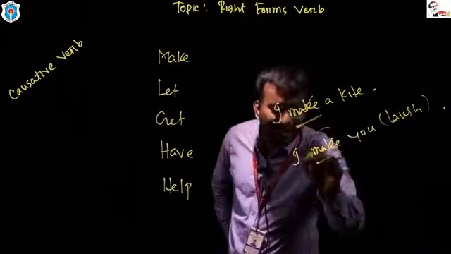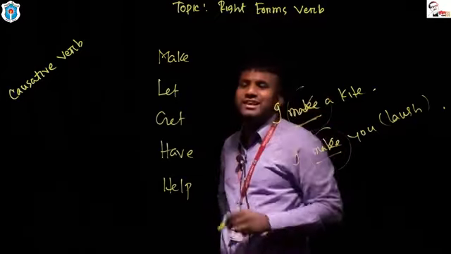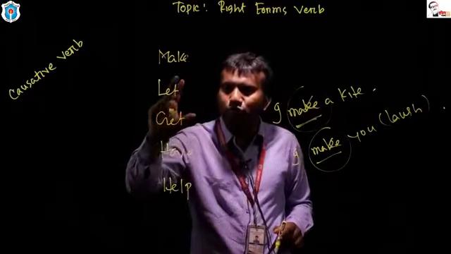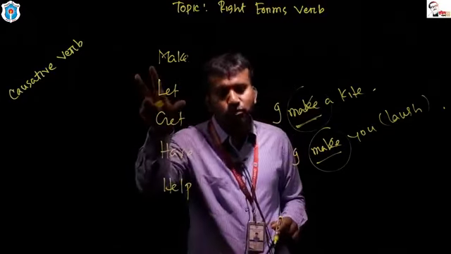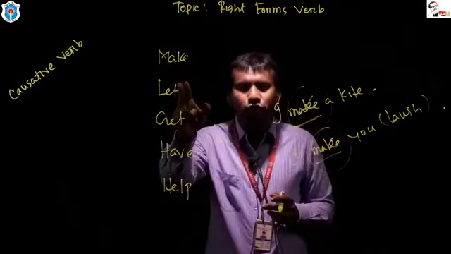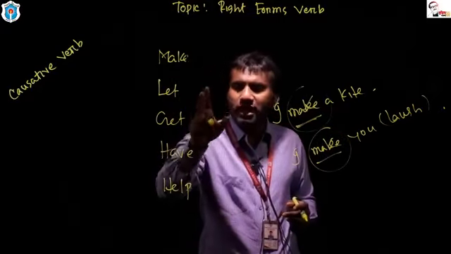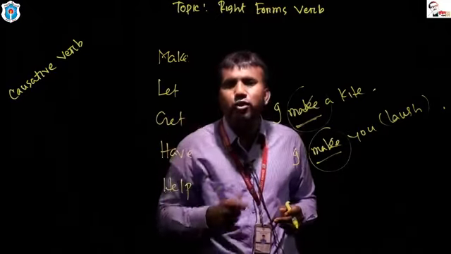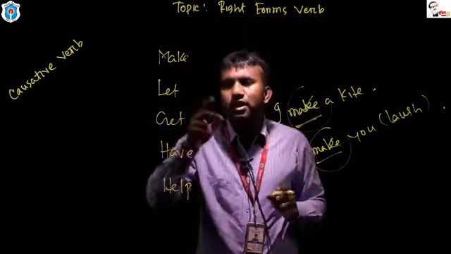So this make is causative, this make is not. Like make, there are four other causative verbs, and these four causative verbs maintain the same function. If you get another verb after let, get, have, help, then this let, get, have, help will be causative. If you don't get one, they won't be causative.